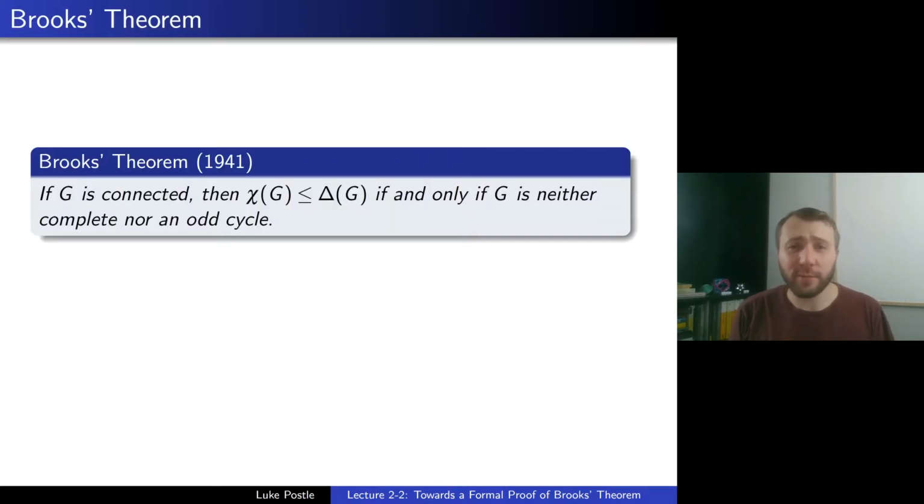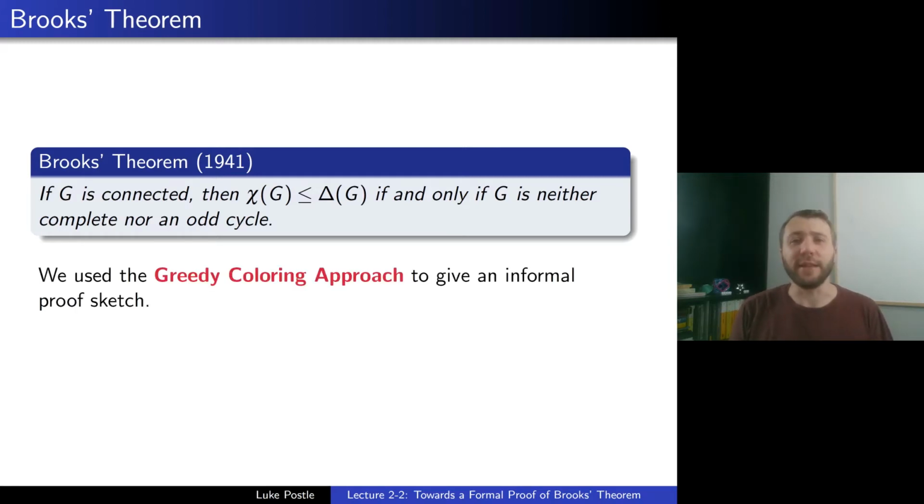To remind you, we discussed the informal proof of Brooks' theorem last lecture. Brooks' theorem, from 1941, says that if G is connected, then χ(G) is at most Δ(G), the maximum degree of G, if and only if G is neither a complete graph nor an odd cycle, these two exceptional cases.